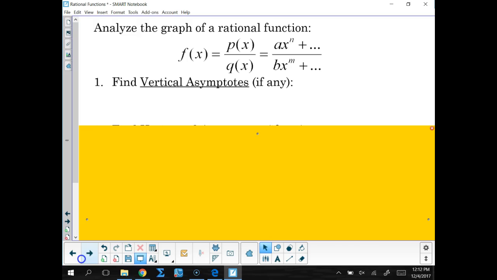Denominator, that is where my denominator is equal to 0. Those are my vertical asymptotes, wherever my denominator is equal to 0. So we've done that. Then, what's the next thing that we do?